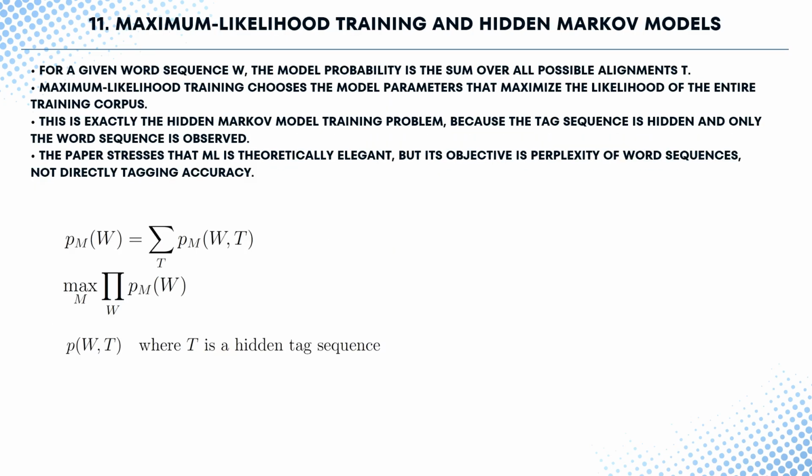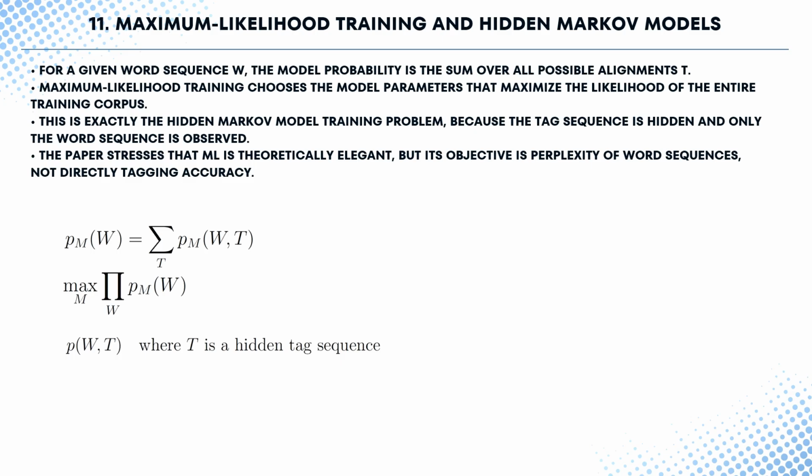Now that we have understood how relative frequency training works, let us move to the second approach, maximum likelihood training, which is conceptually more involved. The core idea in this approach is that we do not use tagged data; instead we only observe word sequences. So for a given sentence W, the tag sequence T is unknown as it is hidden. This makes it a hidden Markov model.